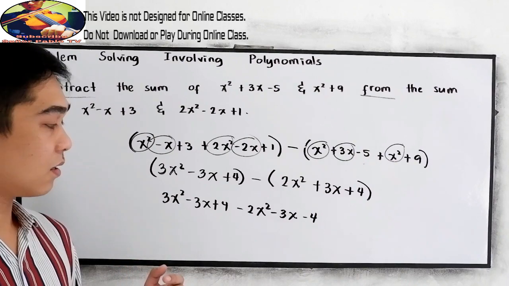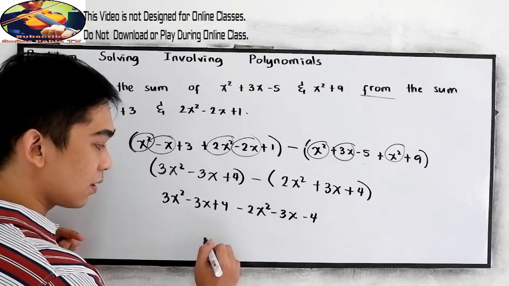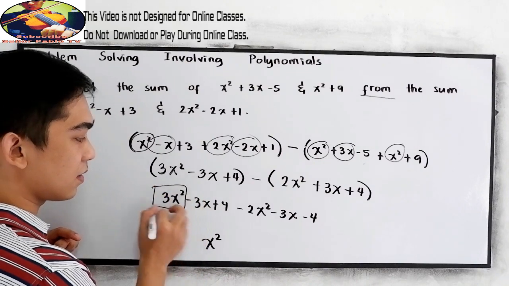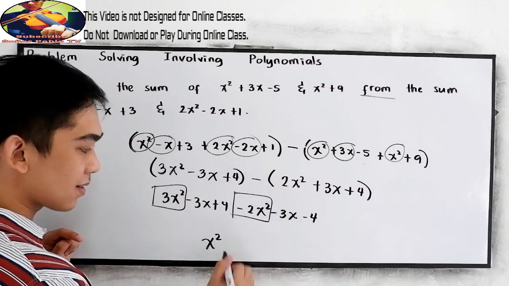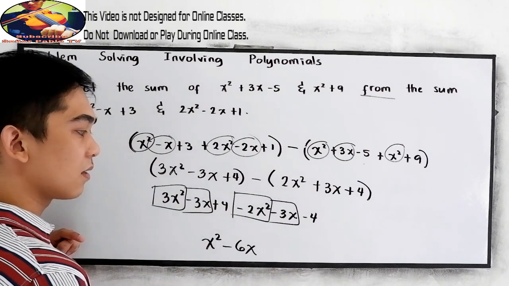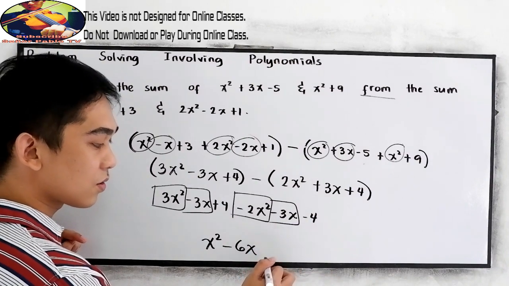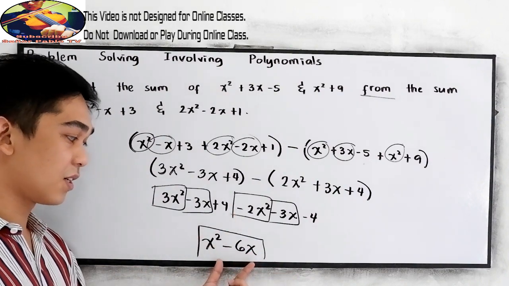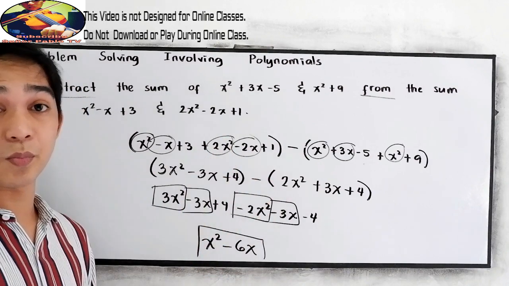For our final answer, we need to combine like terms. 3x squared minus 2x squared, that is 1x squared or simply x squared. Done. Next, negative 3x minus 3x, negative 6x. Also, we're done at x. Positive 4 minus 4, that will give us 0. So this will be our final answer. It's okay not to write plus 0. This will be the answer: x squared minus 6x.